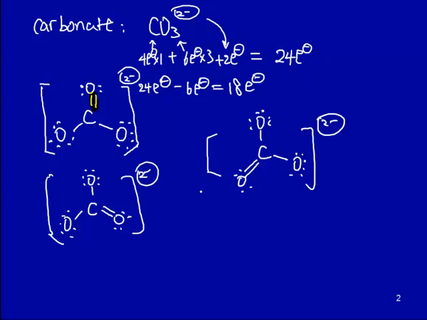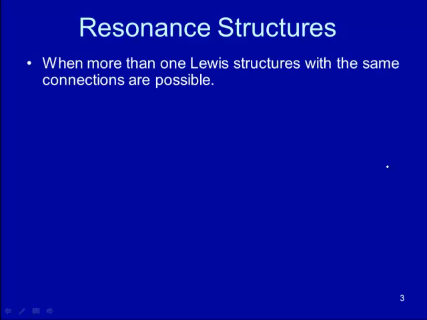So if you're looking at it, there are multiple ways of writing the Lewis structure for the same entity, in this case the carbonate polyatomic ion. Which one is correct, and which one is not? This is where we introduce the concept of resonance structures. Resonance structures are cases where more than one Lewis structure with the same connections is possible.